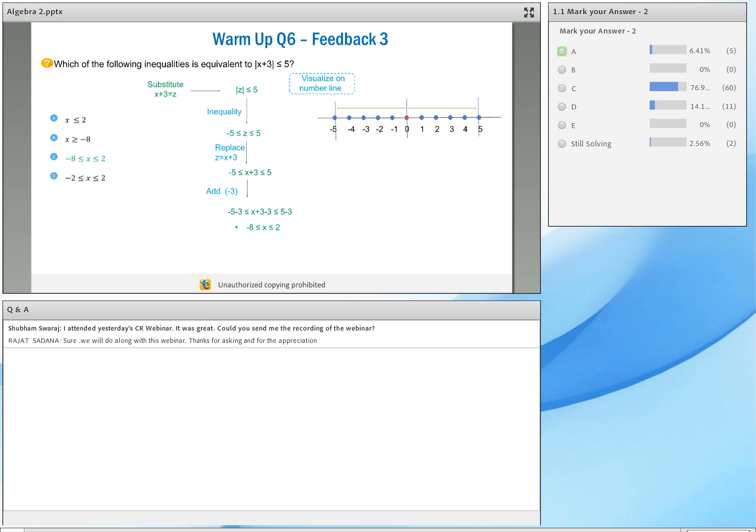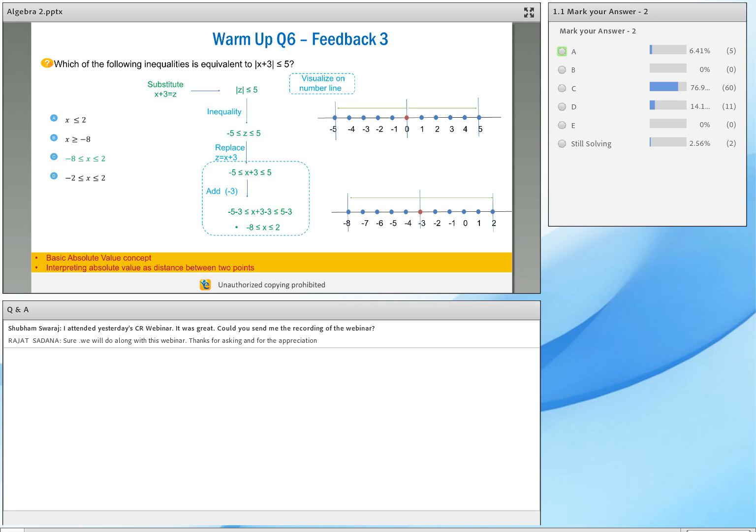It's fairly simple. It's an application of what we did in the first warm-up question with a couple of concepts of absolute value. Okay, so what did we learn on this? What's the basic absolute value concept, and how do you interpret absolute value as a distance between 2 points?